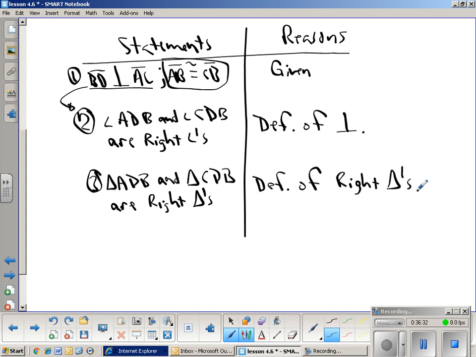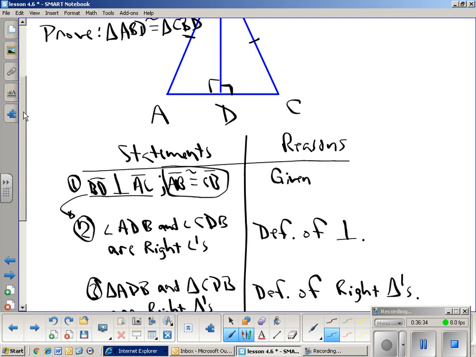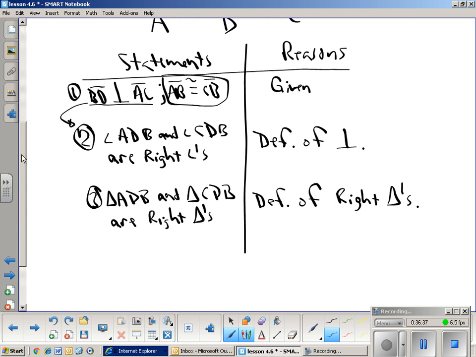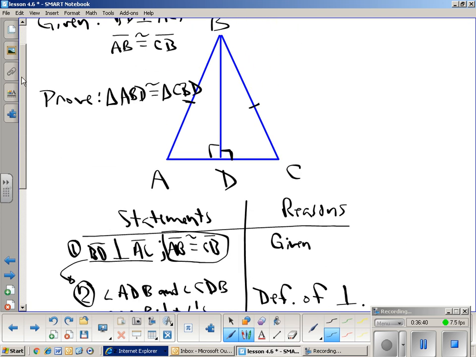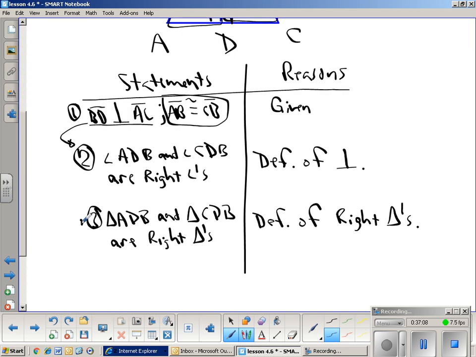Okay, so I know that this is a right triangle now, and I know that this is a right triangle, and I know these sides are equal. Well, what is the name of the side if it's a right triangle? It's called the hypotenuse. So to use HL, I need hypotenuse, I need a leg, and I need to know that it's a right triangle. I need those three facts. So if they don't tell me it's a right triangle, I have to tell them it's a right triangle. That's why this step is important.